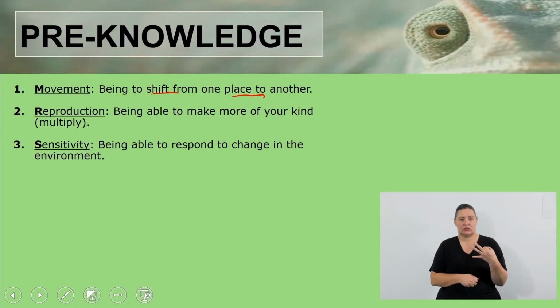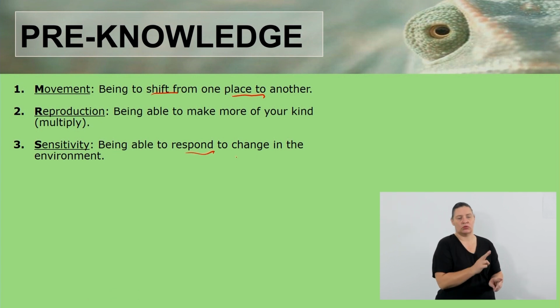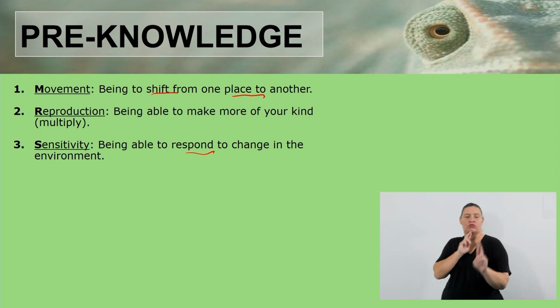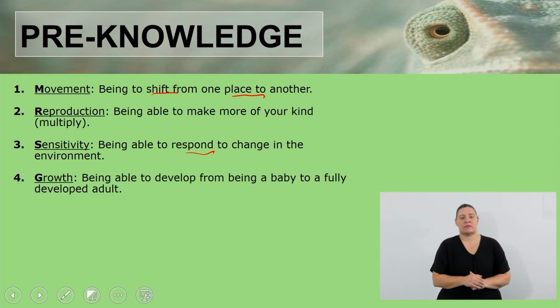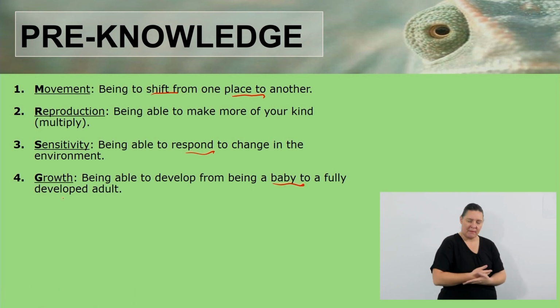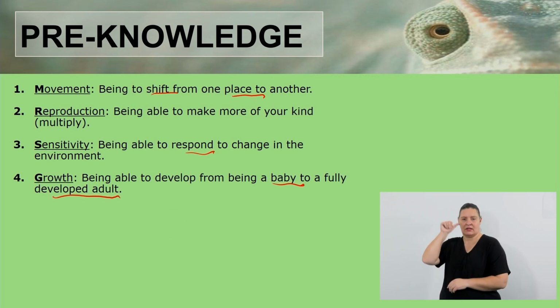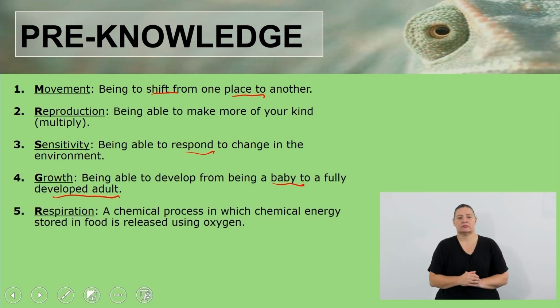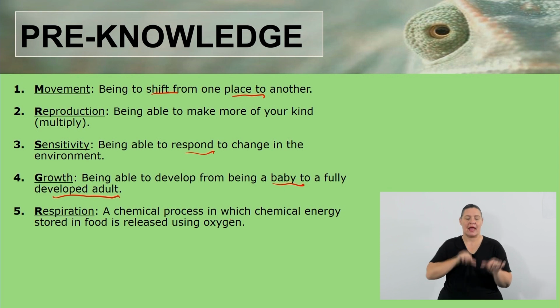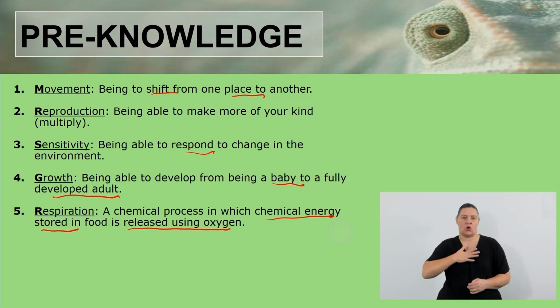The third life process is sensitivity. This is the ability to respond to change in the environment, so being sensitive. And then our fourth one is growth, the ability to develop from being a baby to a fully developed adult, that is growth. And then number 5 is respiration, which is what we are going to tackle today. This is a chemical process in which chemical energy stored in food is released using oxygen.